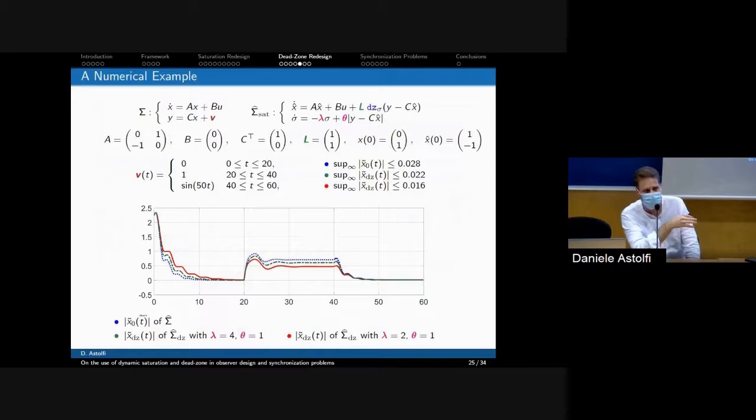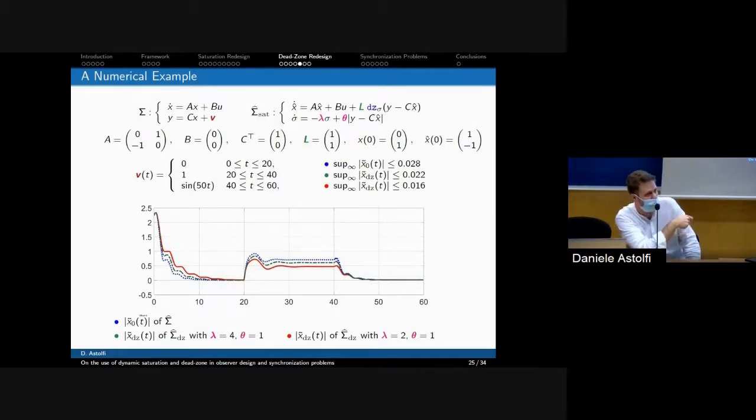So for this, I will just go short and I will just present this simulation. Again, we use the previous example in which we have the oscillator. We use a Luenberger observer, and we apply some measurement noise, which is 0 in the first 20 seconds to see the effect of the transient behavior when we have a different initial condition than 0. Then we apply a constant perturbation from 20 to 40, and then from 40 we apply a sinusoidal signal as a measurement noise.